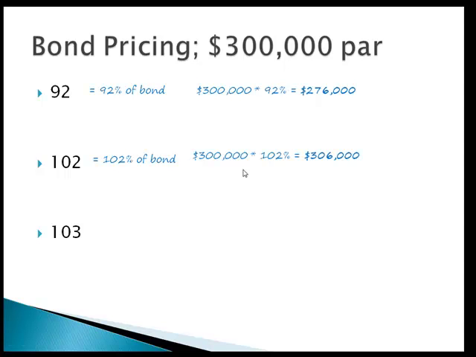300,000 times 102%. We could sell our bond for more than the par value. We would still only have to pay back par value. Okay. And if it was 103, same premise here, 103% of the bond, 300,000 times 103% would be 309,000.